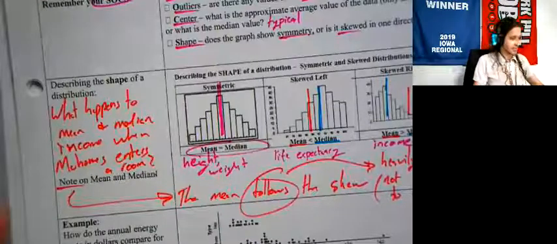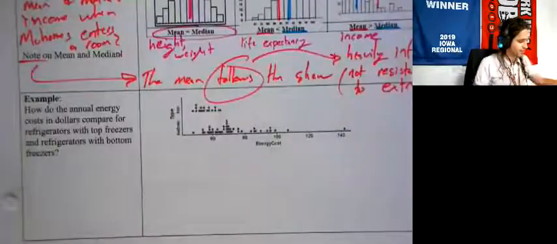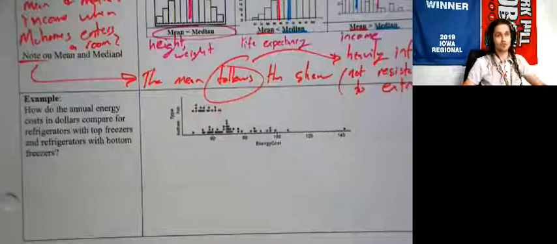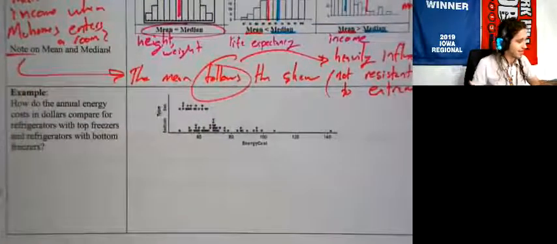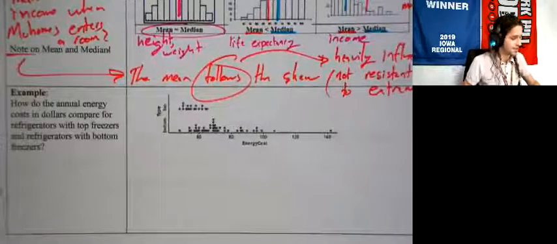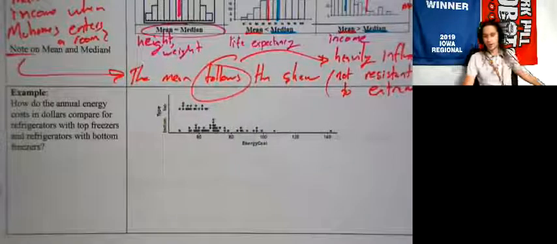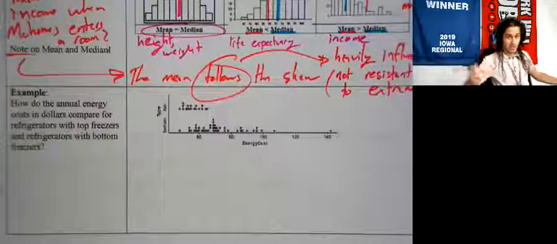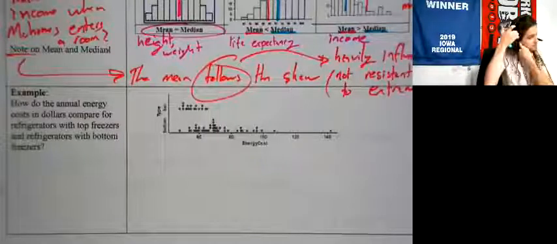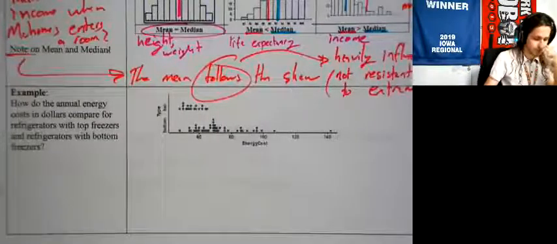So, example down below: how do the annual energy costs in dollars compare for refrigerators with top freezers and refrigerators with bottom freezers? So what do I need to do here? I need to describe the shape, the outliers, the center, and the spread of these. So I'm gonna do an example for you. We're just gonna describe a SOCS. So let's do it.